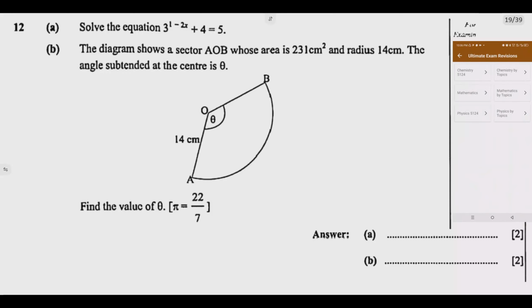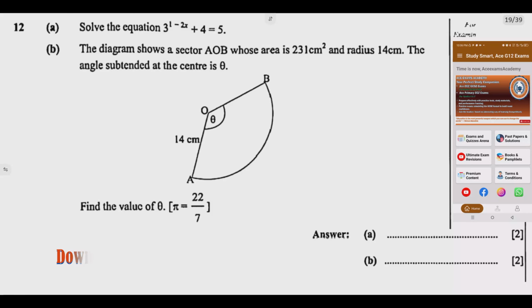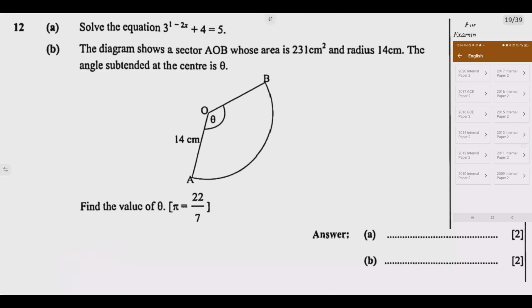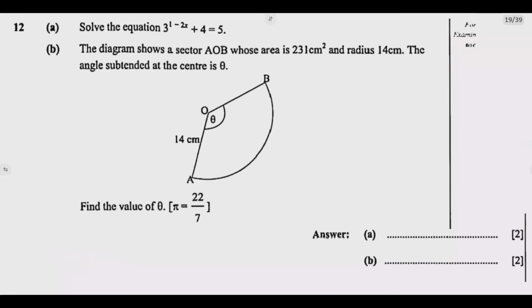So you notice that there is always a question on indices that deals with equations. So here we can solve this equation. Let me just create space. So the equation is 3 to the power 1 minus 2x plus 4 equals 5. This is a simple equation if you understand.